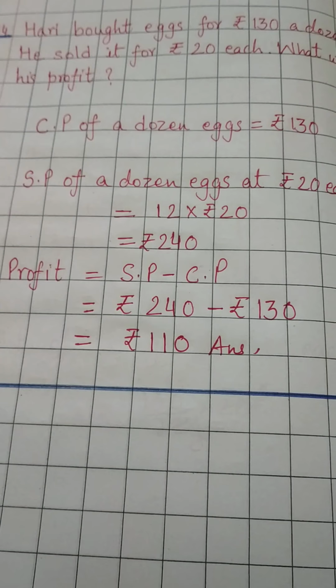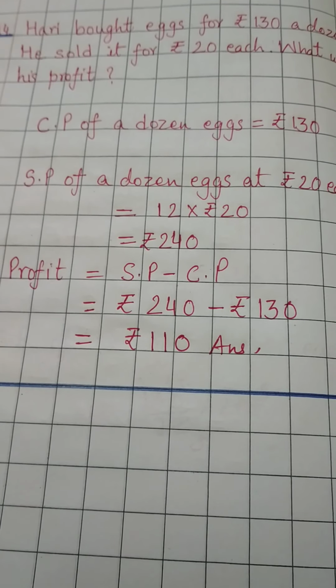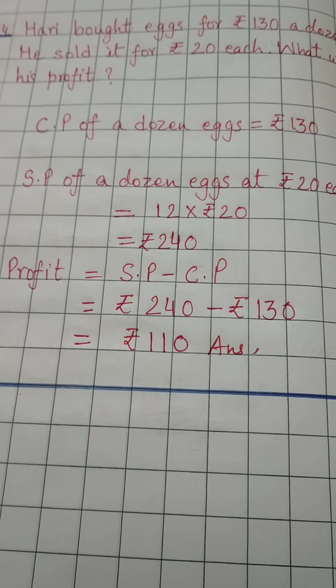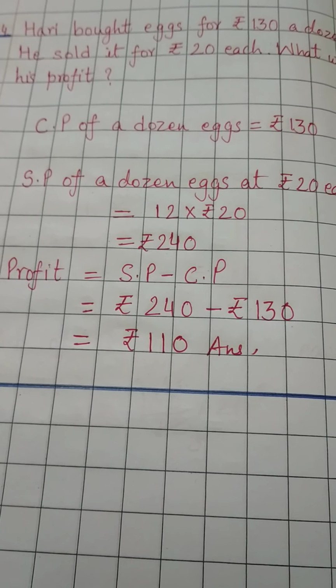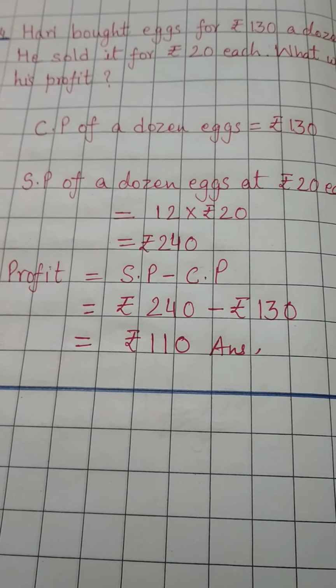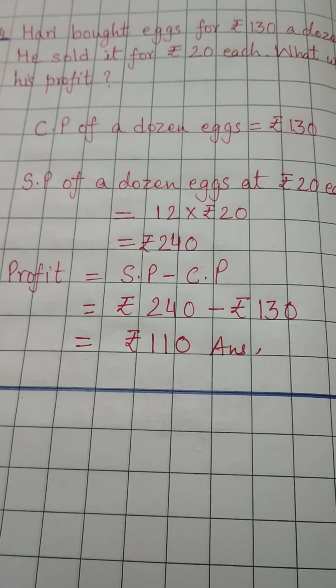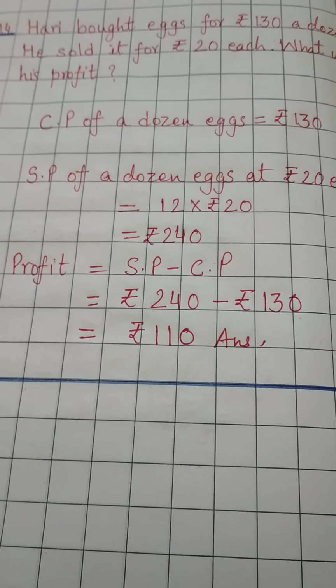This question is important and needs attentive reading, and after attentive reading you have to change dozen into 12 and then multiply. So all steps are important. Do this question yourself so that you can attempt such questions in your exam.